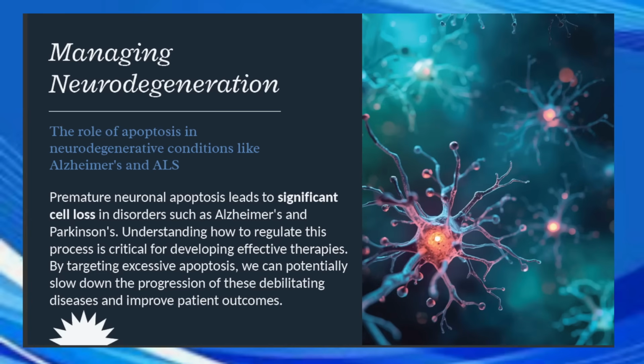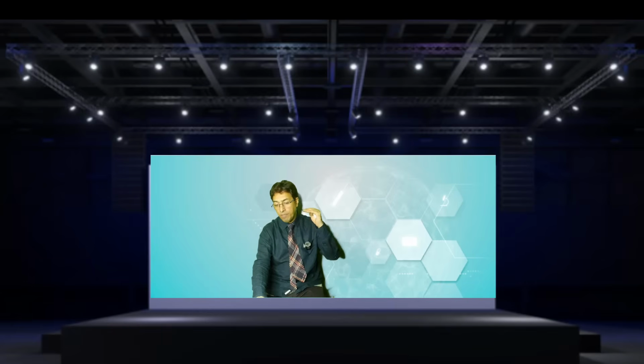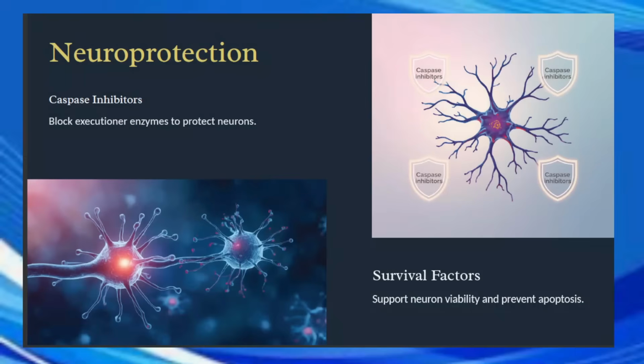By targeting neuronal apoptosis, which causes significant cell death and cell loss, we can prevent it at a very early stage and focus on these things. So neuroprotection is important. Caspase inhibition, caspase enzymes, and caspase inhibitors are very important. They block the executional enzymes to protect neurons.